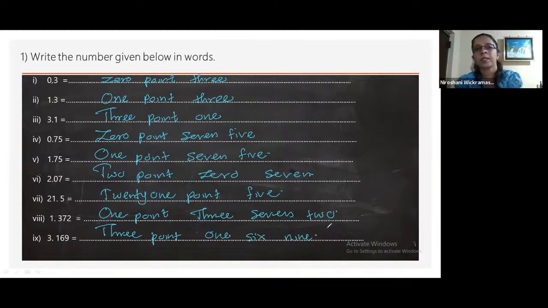3.169. 0.3, 1.3, 3.1, 0.75, 1.75, 2.07, 21.5, 1.372, 3.169.